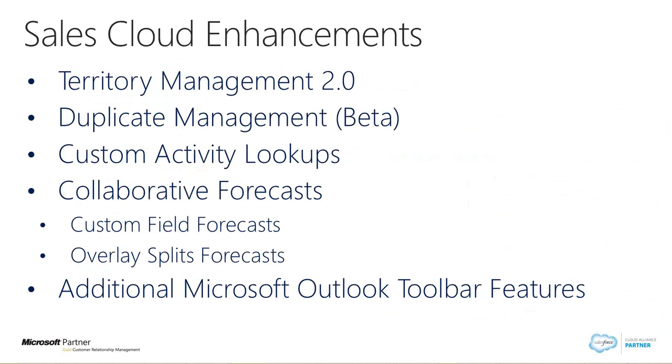So moving away from mobile and getting into the Sales Cloud, they've made some enhancements to territory management. They're calling it Territory Management 2.0. A well-sought-after feature is duplicate management, which they have out in beta now. They've created the ability to create custom activity lookups, made some changes to the collaborative forecasts, and made some additional feature additions to the Microsoft Outlook toolbar.